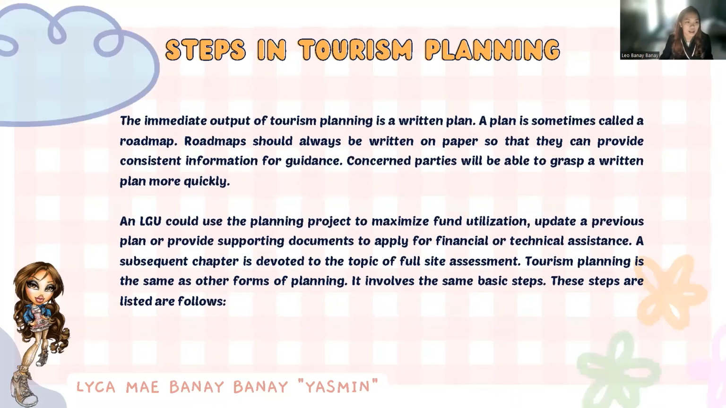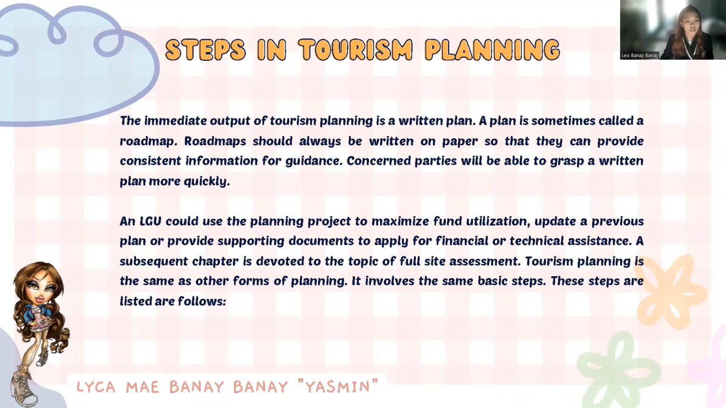Next one is the steps in tourism planning. Just a brief information, we have 5 steps in tourism planning that will be discussed later on. So the steps in tourism planning: the immediate output of tourism planning is a written plan. A plan is sometimes called a roadmap. Roadmaps should always be written on paper so that they can provide consistent information for guidance. Concerned parties will be able to grasp a written plan more quickly.